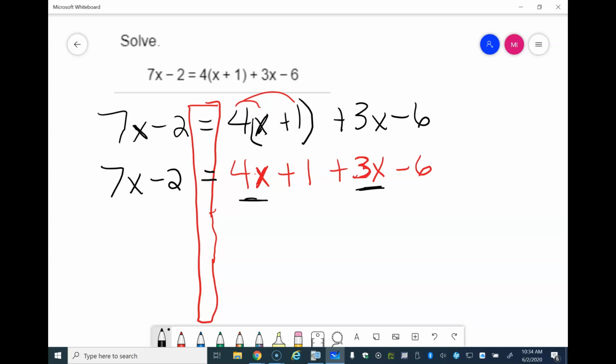And notice here, I didn't change the sign. If you stay on this one side of the wall, I call it, you don't do the opposite. Only when you bring it over to this side is when you do the opposite. So that gives us 7x. And then 1 minus the 6 gives us minus 5.